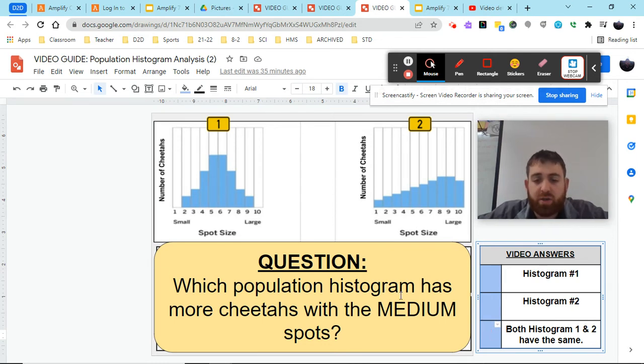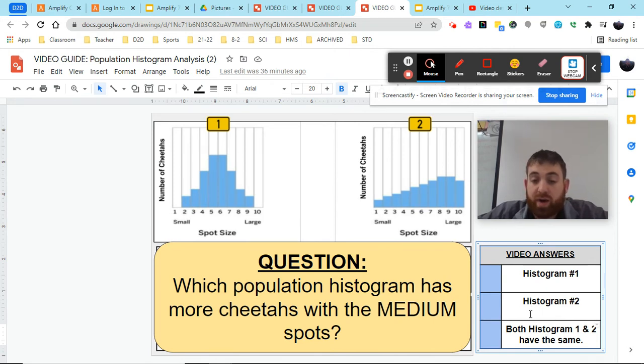Which population histogram has more cheetahs with the medium spots? We're looking at histogram 1 and histogram 2. When we look at these two histograms, we have to decide which one has more medium spots. Is it histogram 1? Is it histogram 2? Or do both histogram 1 and 2 have the same? Take a second, select your answer, and pause the video. Come back to see the correct answer.